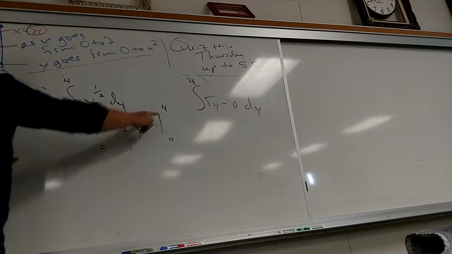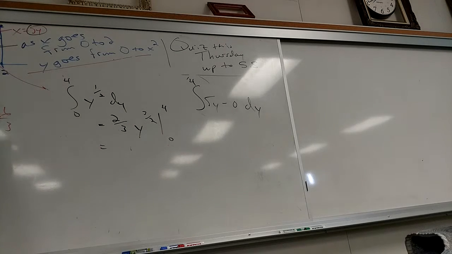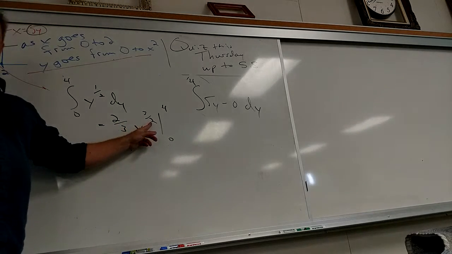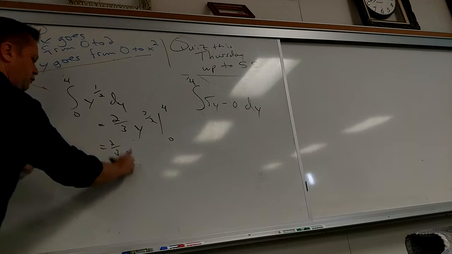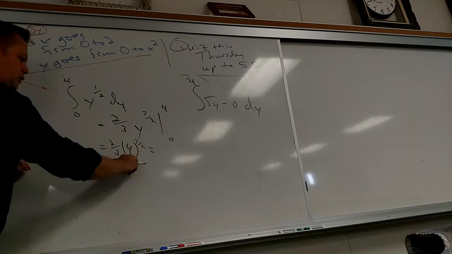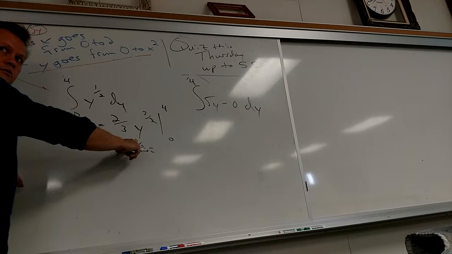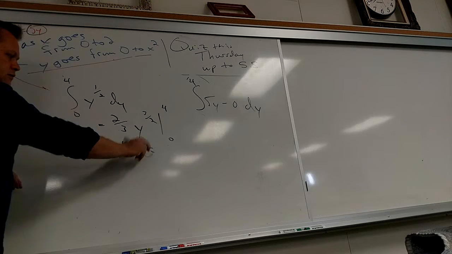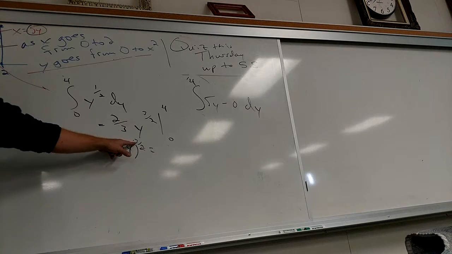When I plug a 4 in, though, how do you do 4 to the 3/2 without a calculator? What's the halves mean? Yeah, it's square root of 4. Square root of 4 is 2. The bottom is on the bottom of roots. So the square root of 4 is 2. And then I just raise that to the 3rd power.